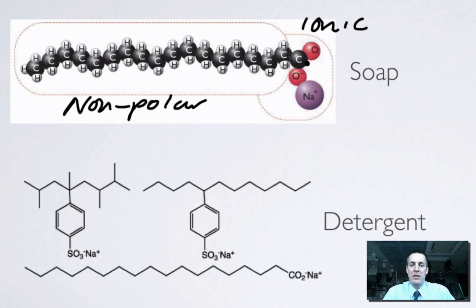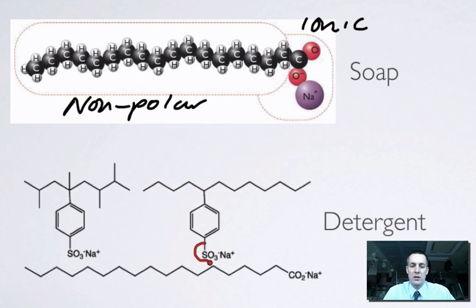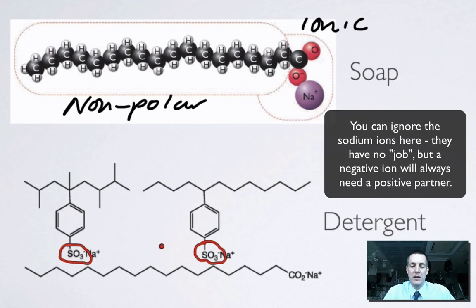Now, if we compare that structure with that of a detergent, we've actually got a picture of a soap here as well. You can see this one down the bottom is just a soap. It's a very similar thing to that. But we've got two detergents here. And what's the difference between these and a soap? Well, they've still got the ionic part, right? This SO3- attached to a benzene ring, and then this big non-polar part to them.